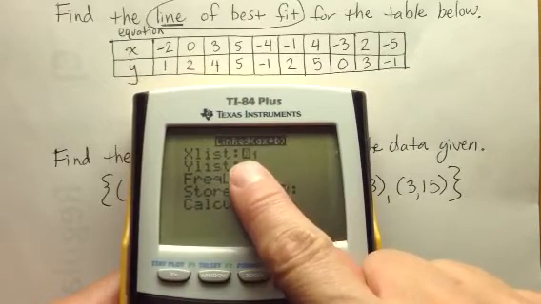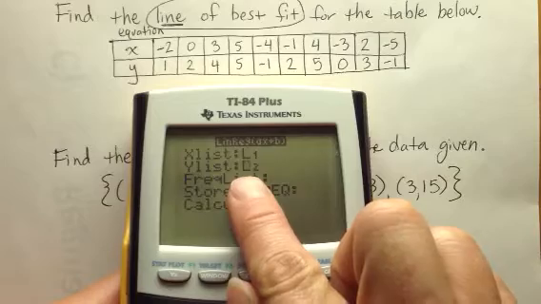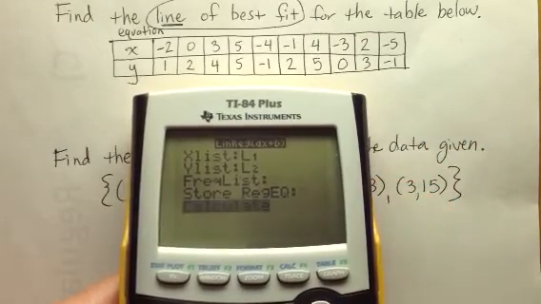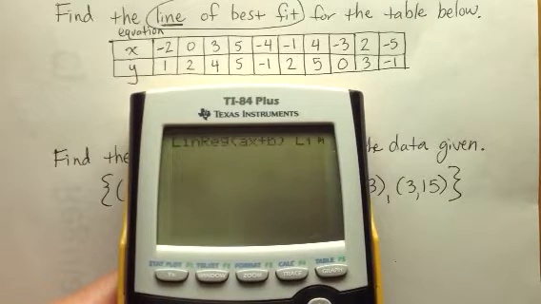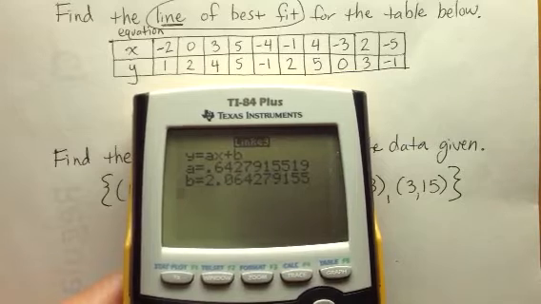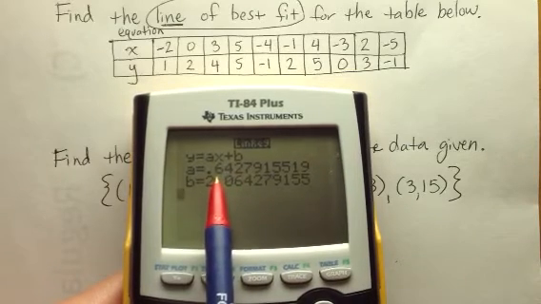Okay, we put our x's in list 1, yes. We put our y's in list 2, yes. Just hit enter, enter, enter. Okay, so we've got our line of best fit now. So we usually are going to estimate to the nearest tenth or hundredth.